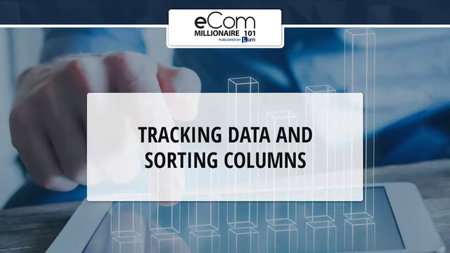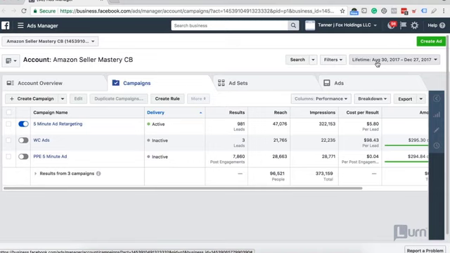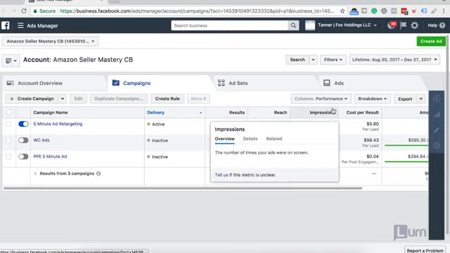Okay, my friend, so check this out. This is actually a campaign that I'm currently monitoring right now to decide whether or not I want to shut it off. So I'm going to let you know what I look at, okay? What I'm actually taking a look at is the data, and the data throughout all my campaigns is the same.